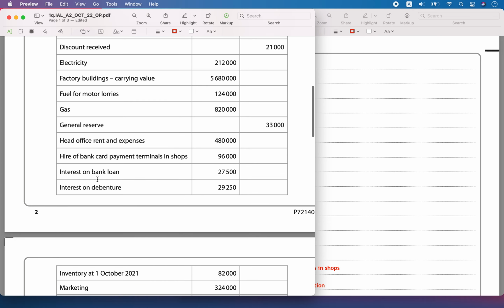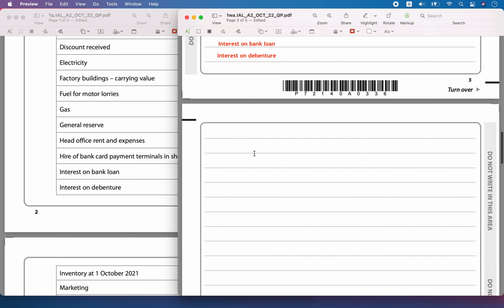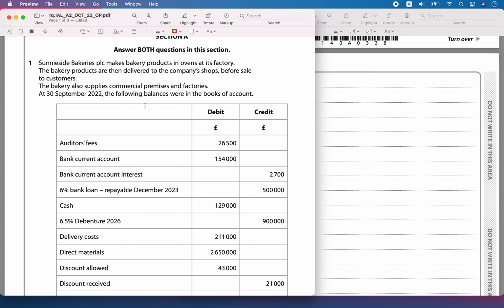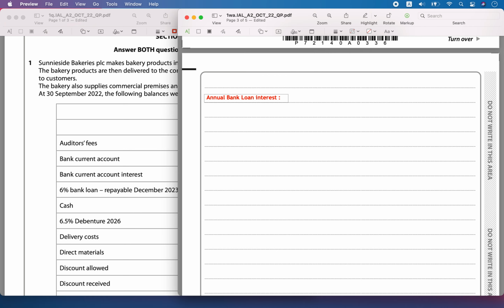So let's calculate here bank loan interest. Bank loan interest is 27,500. So let's calculate the annual bank loan interest, that is what needs to be paid irrespective of how much you paid. It is saying 6% of 500,000, that is equal to 30,000. Okay, 30,000 is the bank loan interest.